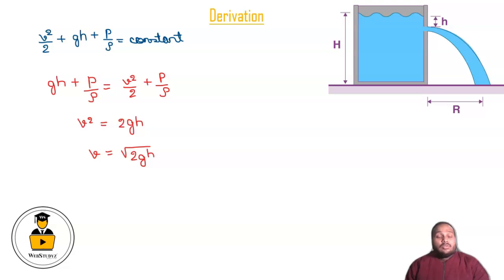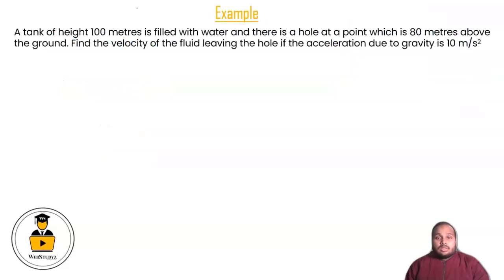So let us solve one question based on this Torricelli's law. Our question is, a tank of height 100 meters is filled with water and there is a hole at a point which is 80 meters above the ground. We need to find the velocity of the fluid leaving the hole if the acceleration due to gravity is 10 meter per second square.